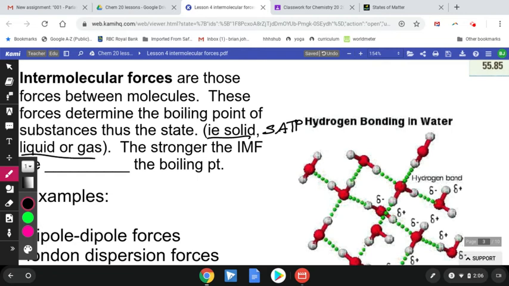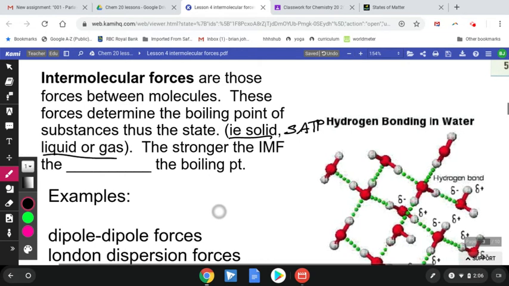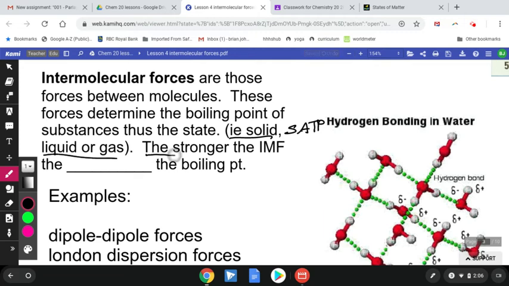All of those changes of state are determined by the strength of the intermolecular forces. So what do you think the answer to this question would be? The stronger the intermolecular force, the higher or lower the boiling point?